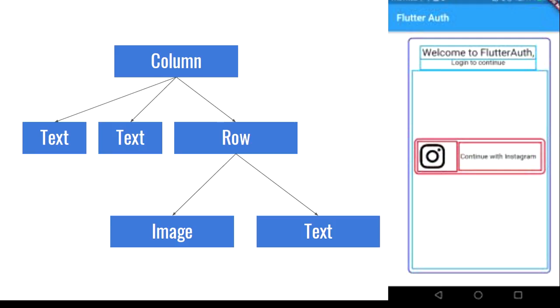Let's see one example. You can see here on the right a piece of user interface. On the left, we have the corresponding widget tree. Here we have the father widget. It is a column. This column widget has three children: two texts and one row. Here is the first text, the second text, and then we have the row here. And this row widget will have all the children: one image and one text. So this is it, simple.